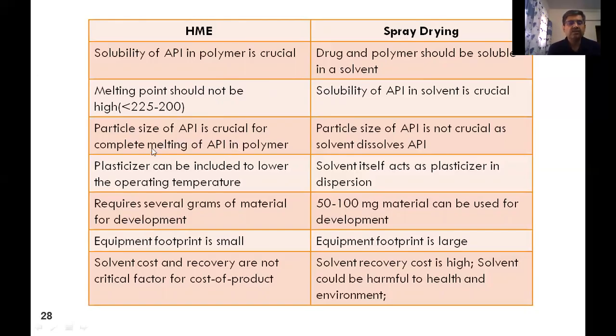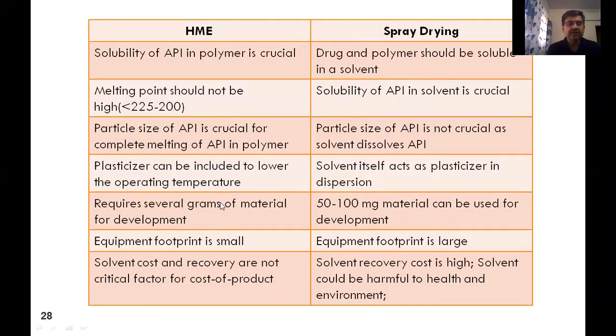Particle size of API is crucial for complete melting of the API in polymer when you are passing the material through the hot melt extruder. Here the particle size is not crucial in the case of spray drying because you are going to dissolve the entire API in the solvent system. Plasticizers are sometimes included in the HME process to bring down the processing temperature of the mix of the API and the polymer. In the case of spray drying, the solvent itself acts as the plasticizer for the solid dispersion and brings down the processing temperature during spray drying.